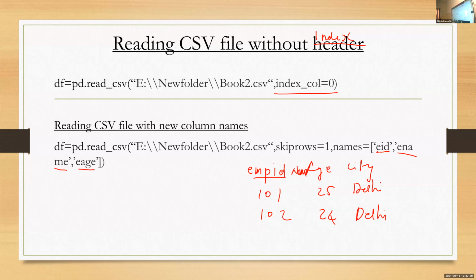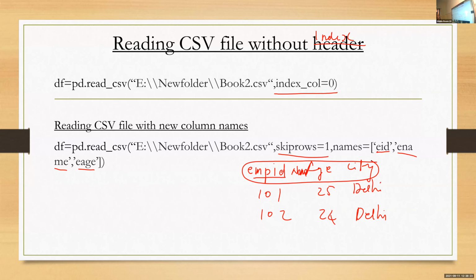That is, if I want to rename the column names, or give a new column name for a CSV file, the command used is df is equal to pd.read_csv, then write the location. One parameter is skiprows 1. Skiprows 1 means first it will skip the default headings. That is, first it will remove the default column headings. After that, names equal to EID, E-name, E-age, and E-city. City is there, so comma E-city.